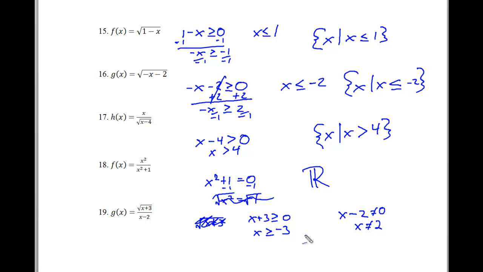This means that I have a set where x is greater than or equal to negative 3, but x better not be 2. There's going to be a hole in the graph at that place, because if x is exactly 2, even though my numerator would be the square root of 5, my denominator would be a division by 0. So these are the excluded values of x. X has to be greater than or equal to negative 3, but it just can't be 2.